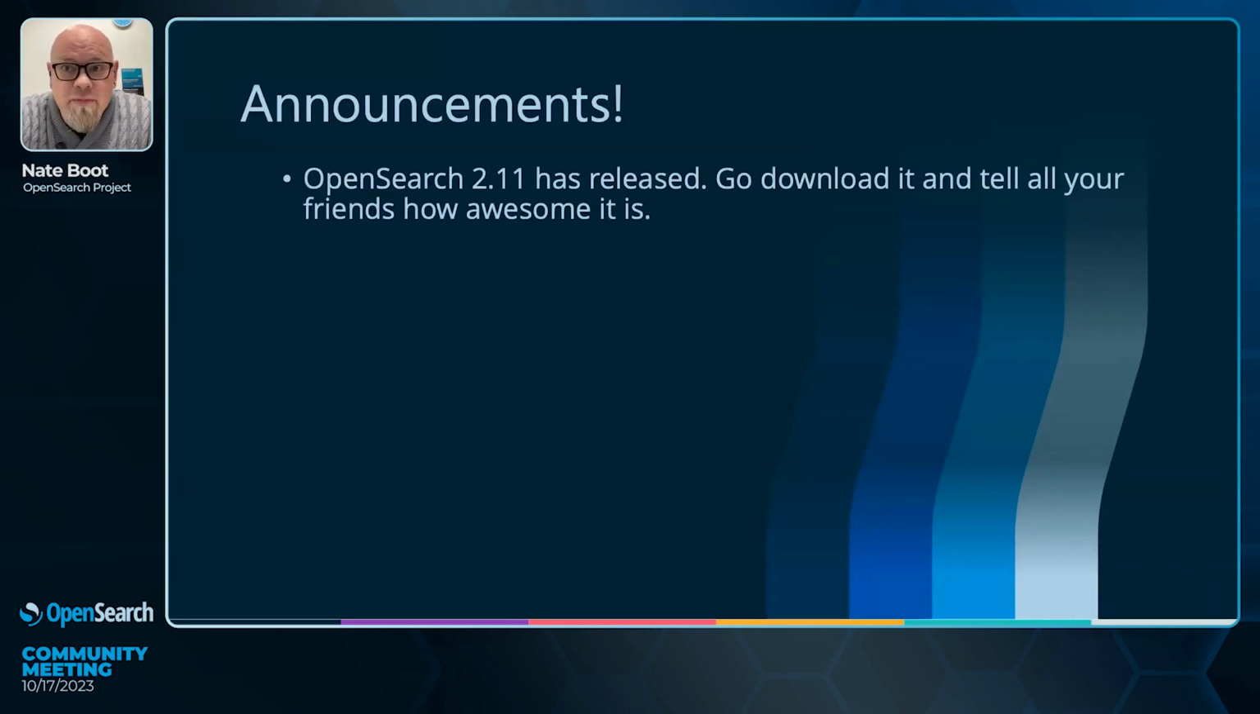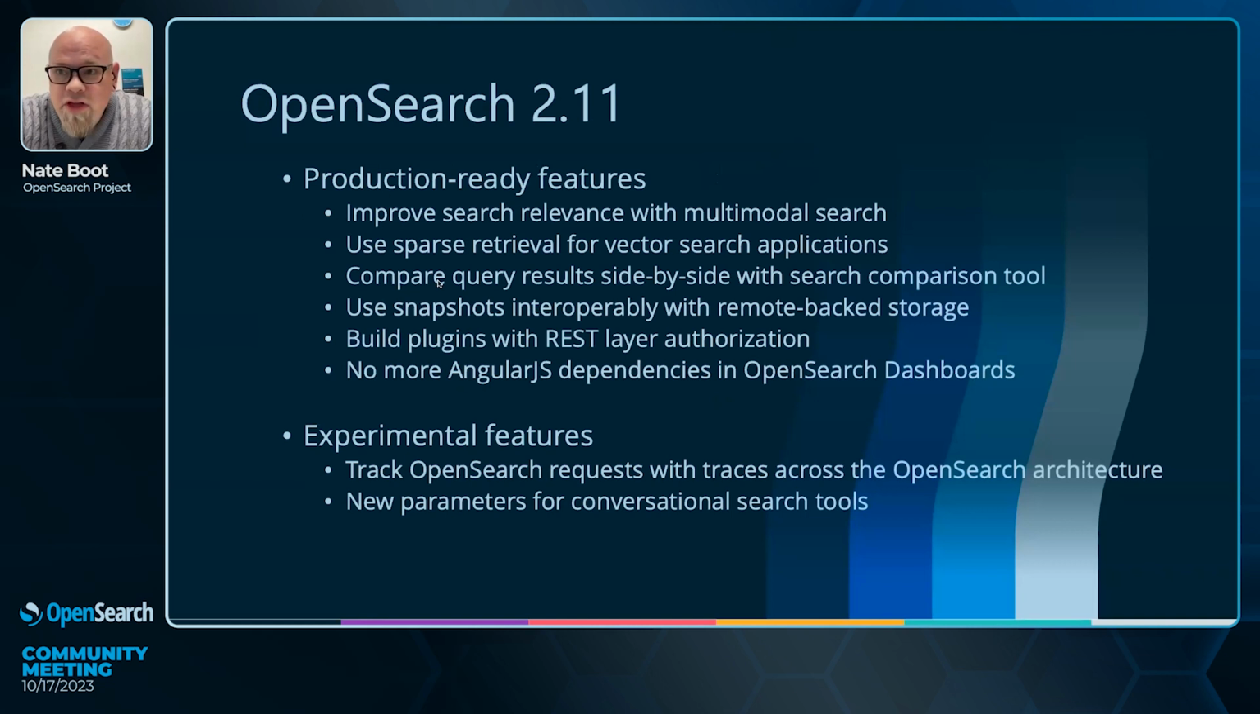Just for everyone to know, OpenSearch 2.11 has released. We've got a couple of notes here for everyone in case they want to see what's coming out in that. I'll take a few minutes to talk about this, but we've got a multimodal search that will help improve our search relevance by using semantic and keyword at the same time, or combinations of different search modalities.